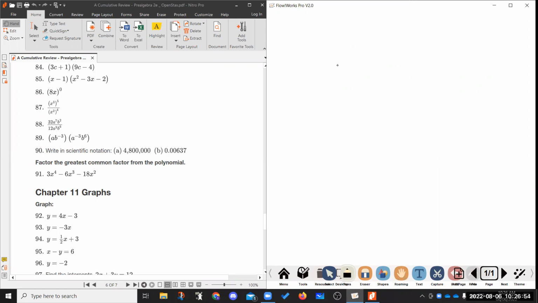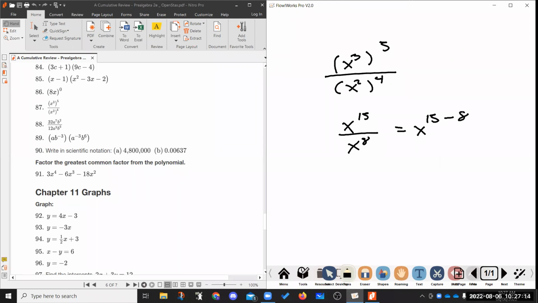Let's try number 87, which puts some of these things together. x to the third raised to the fifth over x squared to the fourth. We're now dividing like bases, so we're going to subtract exponents. We're going to get x to the 15th in the numerator, x to the 8th in the denominator, so it's x to the 15 minus 8. It's going to be x to the 7th.